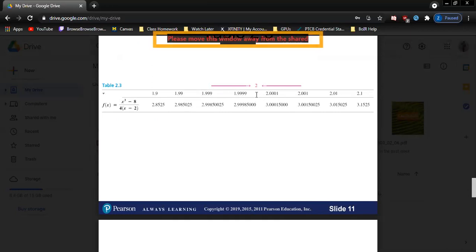If you have more points here, let's say 2.0000001, you will see this value will be even closer to 3. Same goes with this one. If you have 1.99999, like 7 or 8 nines, you will see this value is more towards 3. So when you're approaching towards 2, the functional value looks like it's approaching 3. So that means our graph gives us the right solution.